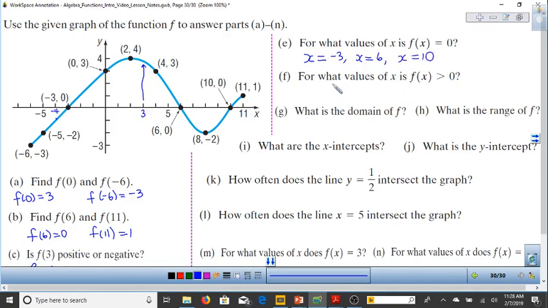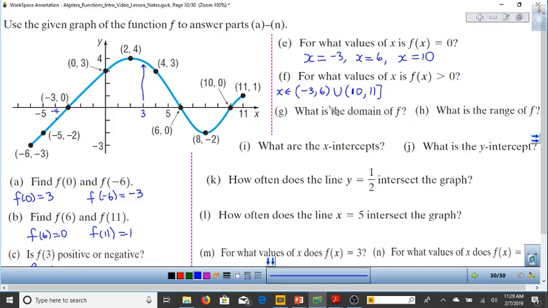And now the next question is, for what values of x is f of x greater than 0? So when does the graph give you a positive value? We see that the graph is positive starting after -3 and stopping just before 6. So on the interval, we're talking about x values here, on the interval from -3 parentheses up to +6, or after 10, but up to 11, because the graph doesn't go beyond 11.